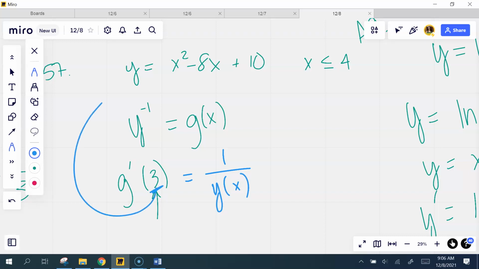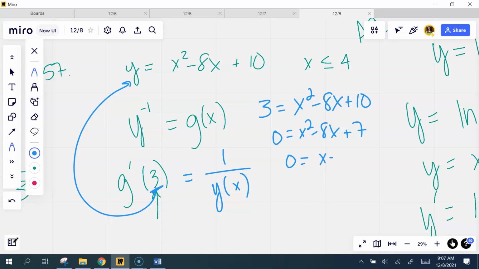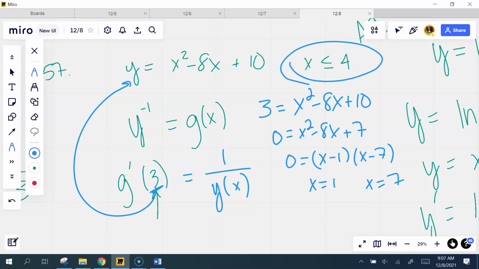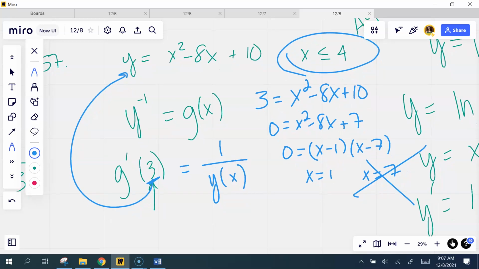So this time, because I'm talking about an inverse, I'm going to say when is this equal to 3? I'm going to make it equal 0 and factor it. So I get x equals 1 and x equals 7, but it's got to be smaller than 4, so it can't be that one. So I want to know what is 1 over y prime of 1. Remember, I'm talking inverses, which switches x and y. So instead of when x is 3, I'm thinking when y is 3.